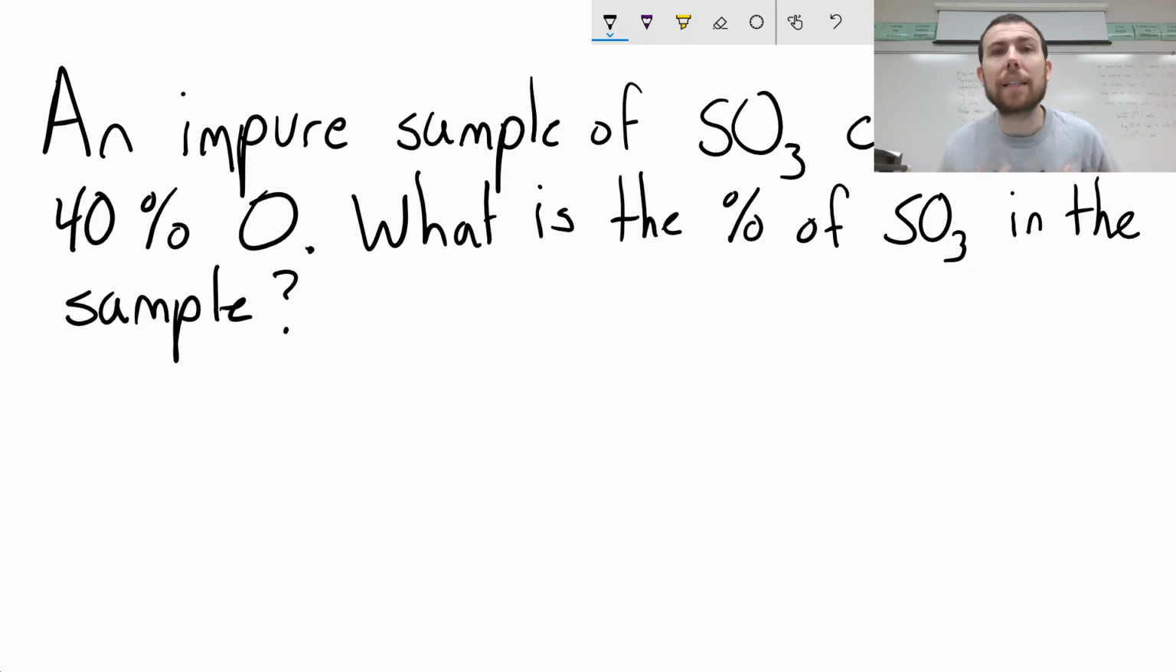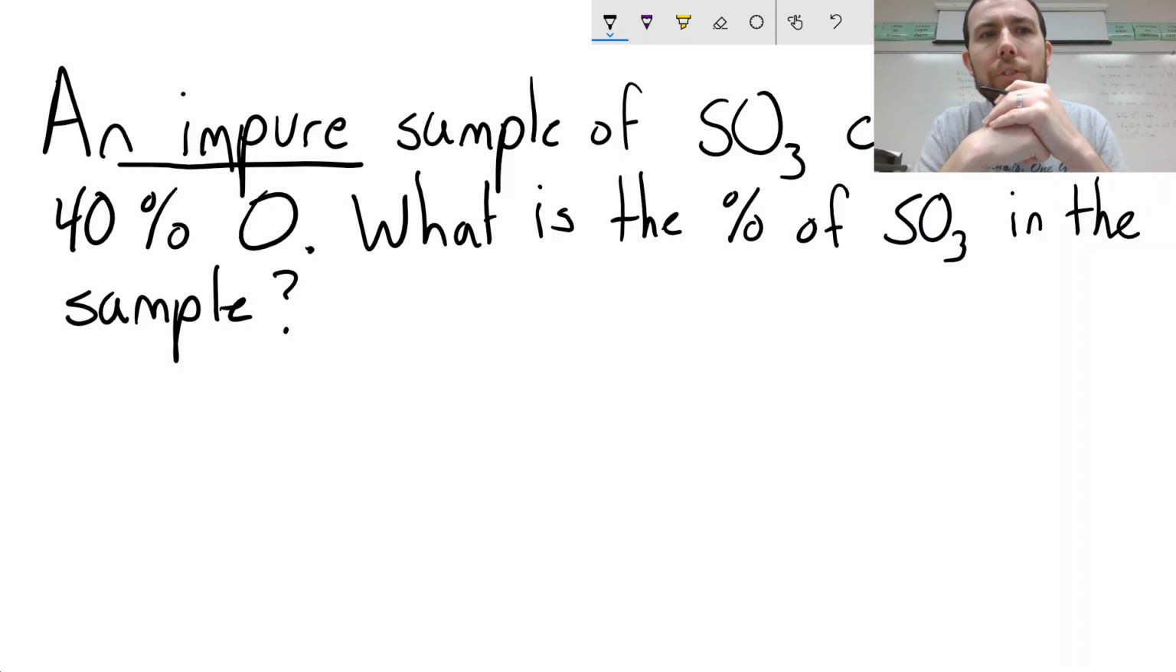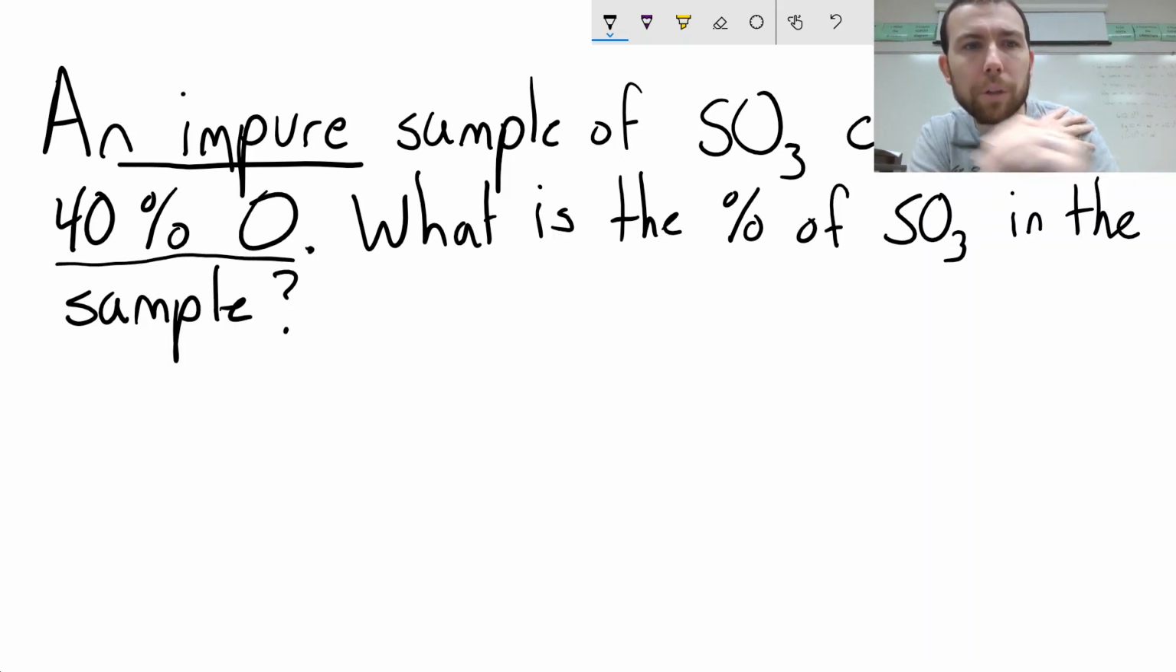So some things I want to draw your attention to about how I'm going to approach this question. The first thing I notice is that it tells me the sample is impure. So in this sample, it's not all SO3. In fact, it tells me that there's a certain percentage of oxygen in this impure sample, that 40%. That's going to be an important piece of information that we're going to need in order to solve this particular problem.